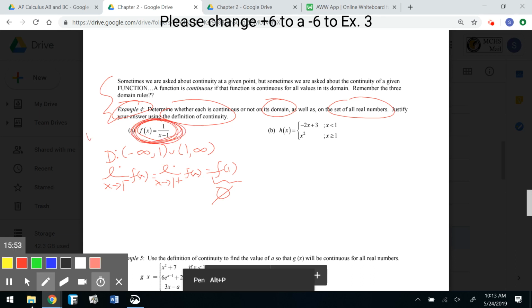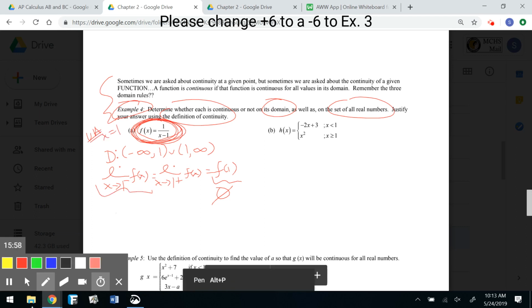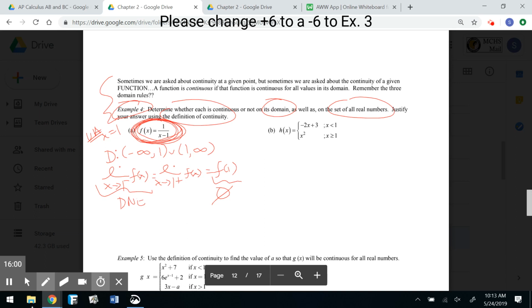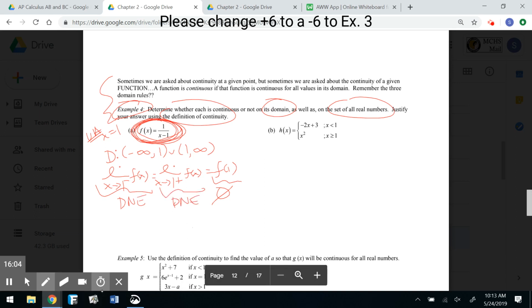One thing I want you guys to notice is, hopefully you knew that there was a vertical asymptote at x equals 1, which means the limit as we approach 1 will be DNE, because it will grow without bound. Now, don't think DNE means it's good to go. No way, Jose. That fails in every way imaginable. So that's A.